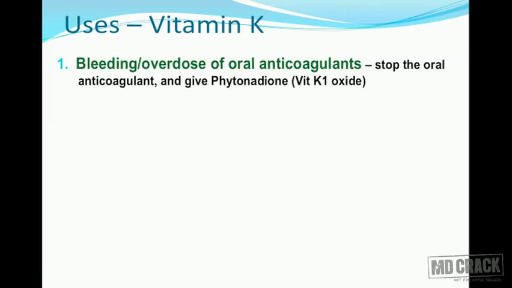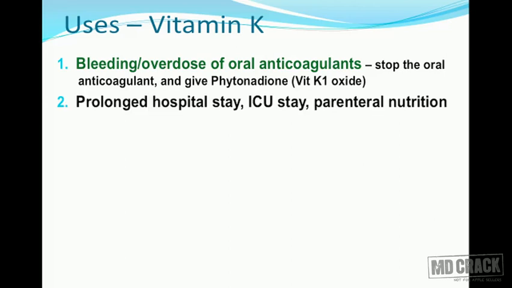So what are going to be the uses of vitamin K? Number one, the most common use is the situations of bleeding, especially due to the overdose of the oral anticoagulant drugs. So if the patient is on oral anticoagulants and if there's toxicity and there's bleeding, the drug of choice is vitamin K. Stop the oral anticoagulant and give phytonadione. That's the most commonly used form, vitamin K1.